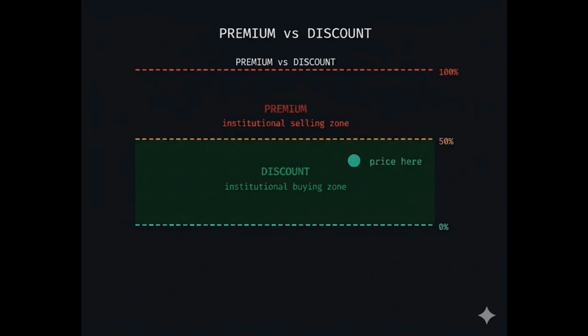Step 2. Identify the premium and discount zones on the daily chart. Draw the most recent swing, from the last significant low to the current high if bullish. Mark the 50% equilibrium level. Everything below equilibrium is the discount zone, where you want to be a buyer. Everything above is premium, where institutions sell. Your trade must originate from the discount zone.